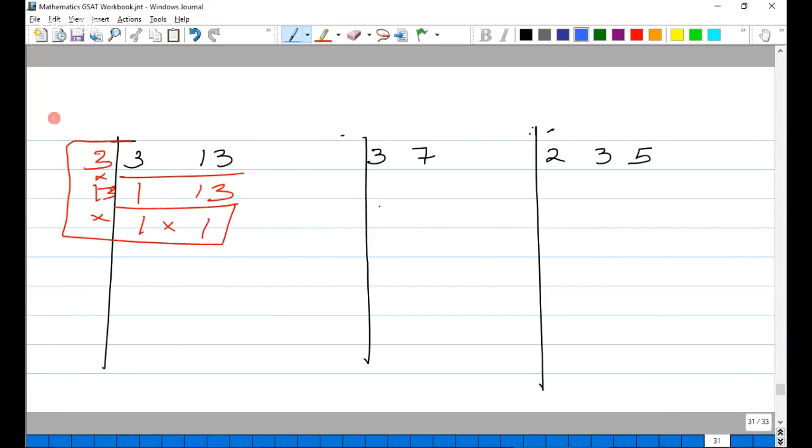What would the LCM be in this case? 39, sir. Excellent.